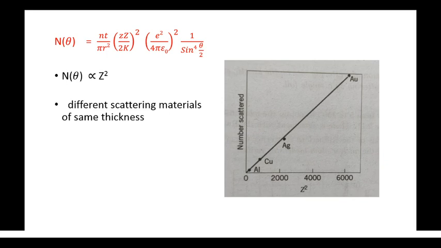So they took different scattering materials like gold, silver, copper and aluminium of the same thickness, so that the thickness parameter should not come into the experiment. They took the scattering materials of the same thickness and plotted the graph. They got a linear graph showing that Z squared and N of theta are directly proportional, which they had already got from the Rutherford scattering formula.